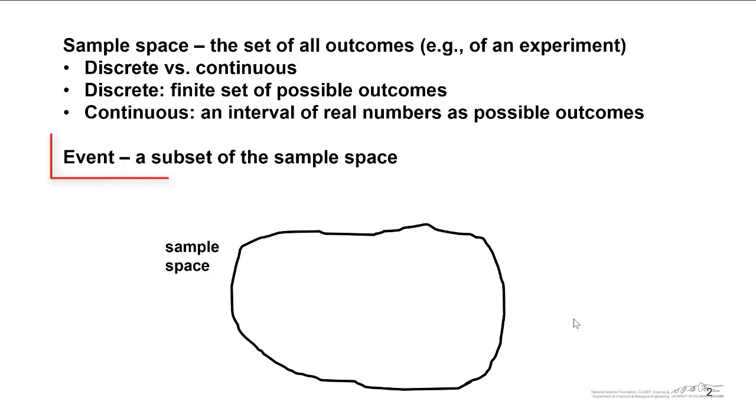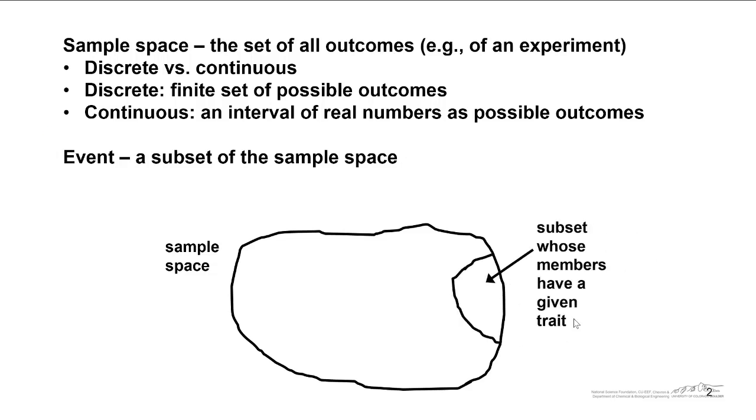An event is a subset of the sample space. Graphically, if we have our sample space as this bigger area, the event would represent this area here that I'm shading in red. So that would represent an event. That'd be a subset of the sample space. That might be getting 6 heads in 10 coins.